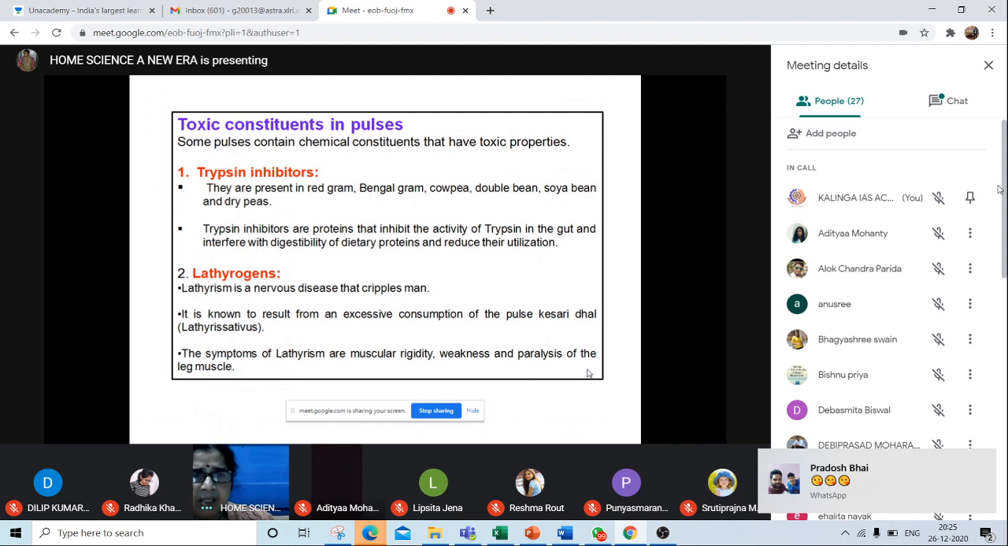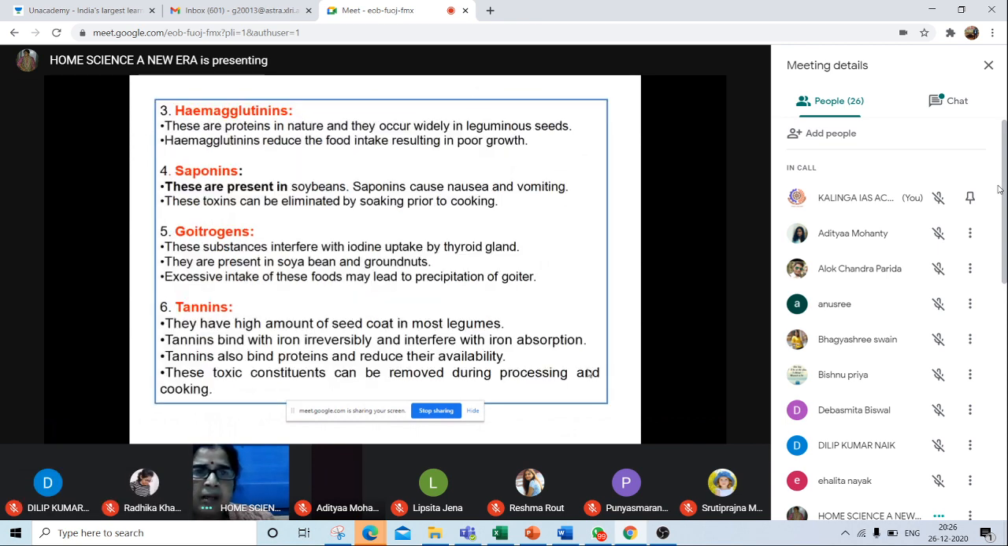Then lactogens, which is a nervous disease that cripples man. It is known to result from the excessive consumption of the pulse kesari dal, that is Lathyrus sativus. The symptoms of the lactogen are muscular rigidity, weakness, and paralysis of the leg muscles. Then hemagglutinins. These are proteins which occur widely in leguminous seeds. Hemagglutinins reduce the food intake, resulting in poor growth.